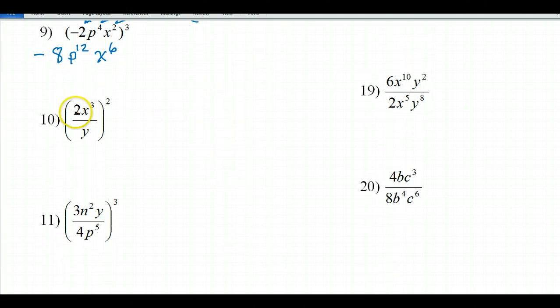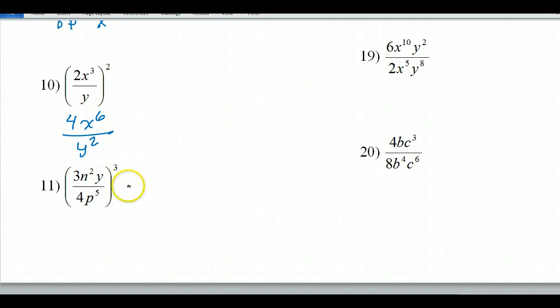Number 10, 2 to the 2nd power is 4. And this I multiply, so that'll be x to the 6th power over y squared. Same thing with number 11. 3 to the 3rd power is 27. Here I multiply, so this will be n to the 6th power, y to the 3rd power. Now the 4, I'm not going to get 12. I have to do 4 to the 3rd power. That is 64. And this will be p to the 15th power.